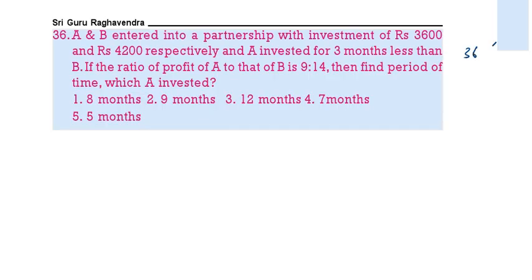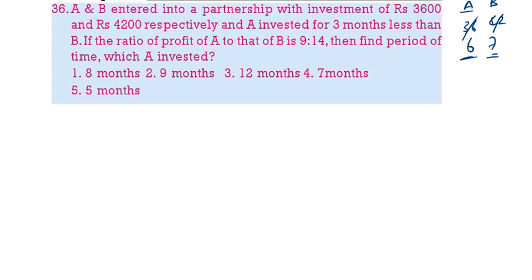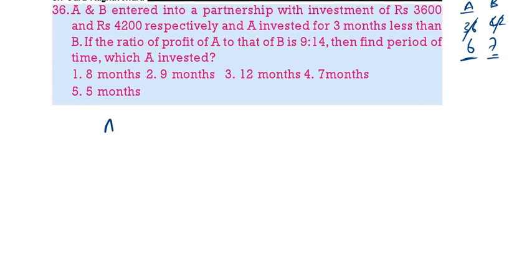Next, A and B entered into a partnership with 3,600 and 4,200. So 36, 42. A 36, B 42. If we simplify, A 6, B 7. So now we are having two persons, A and B. A 6, B 7.